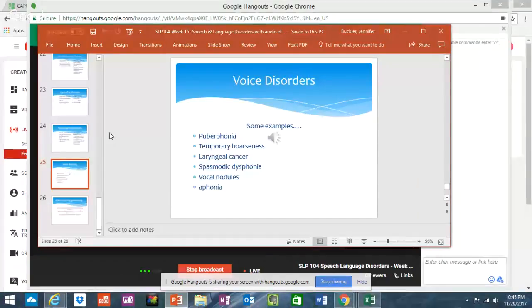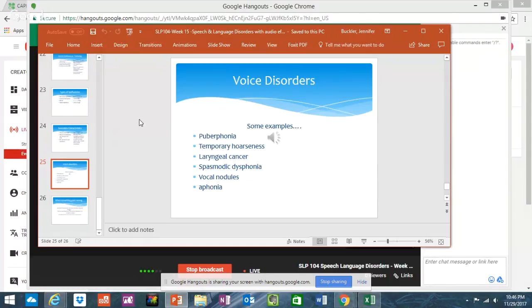Voice disorders are such that there are changes to the actual quality of the individual's voice. So puberphonia is the extending of an immature vocal pitch beyond the age of puberty. So a young man who perpetuates a higher pitch voice beyond puberty would be someone who might have puberphonia. There's temporary hoarseness, which we likely all have experienced with laryngitis. There's laryngeal cancer or spasmodic dysphonia, vocal nodules, and aphonia, aphonia being the lack of phonation.